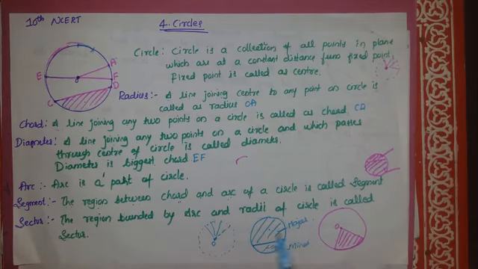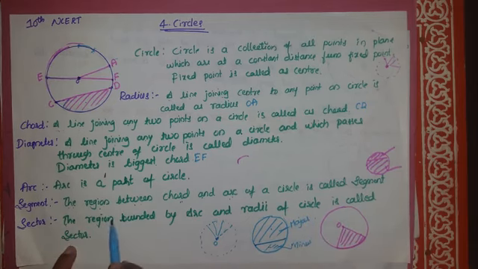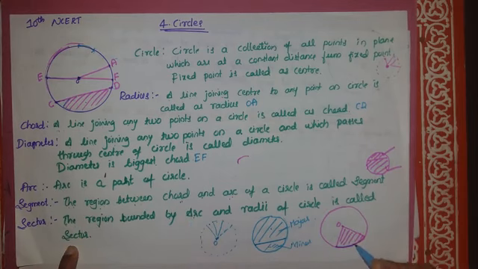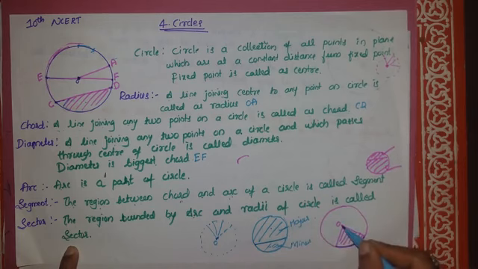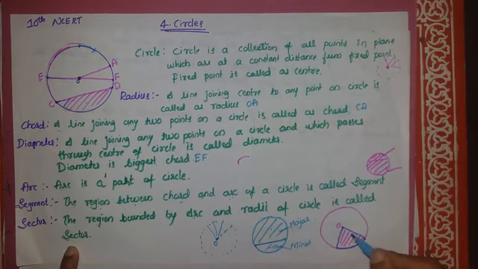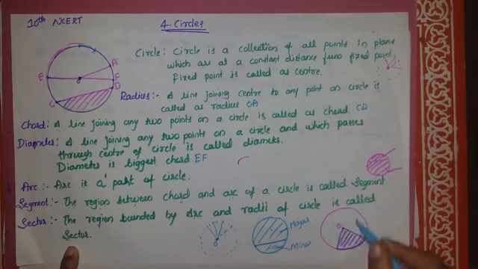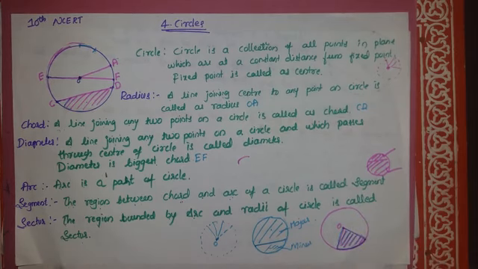Next, sector. The region bounded by an arc and radii. Here this is an arc and these are radii. Radii is the plural form, and here we have two radii. This region is called the sector of the circle.